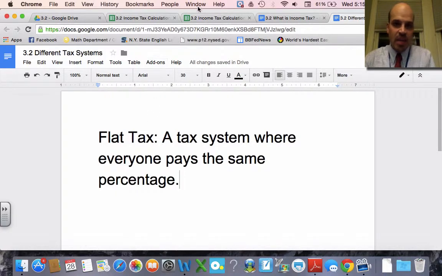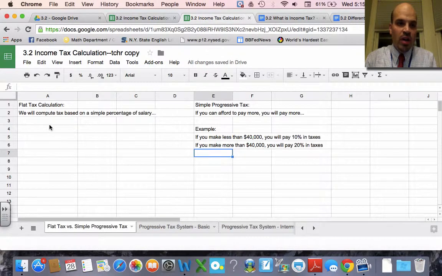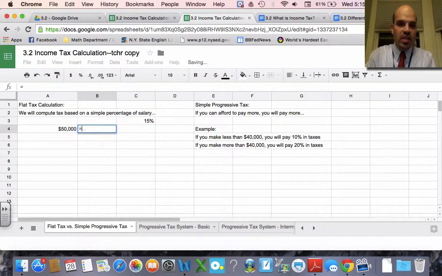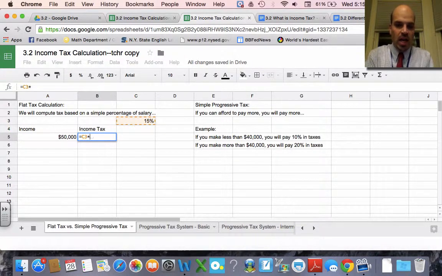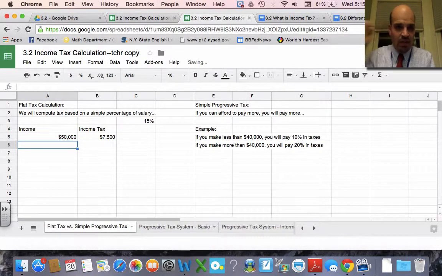So, for example, flat tax calculation is a simple percentage of your salary. Let's say you made $50,000. We're going to use a tax rate of, I'll say, 15%. This will be the income and your income tax. So let's say your income was $50,000. Your income tax would be 15%, so I can multiply this times $50,000. Your income tax is $7,500.